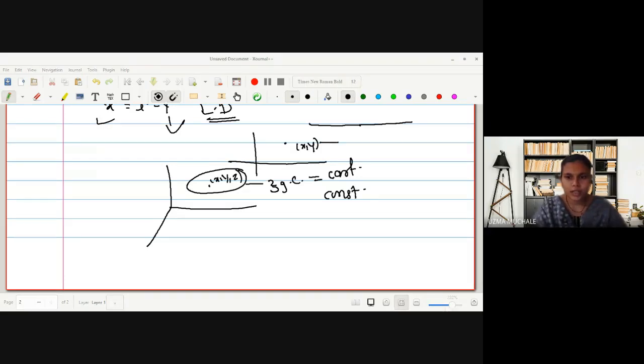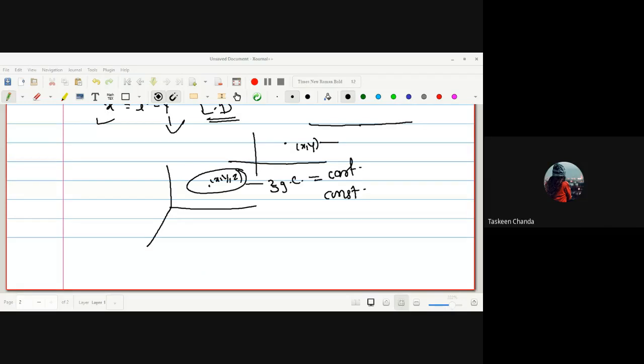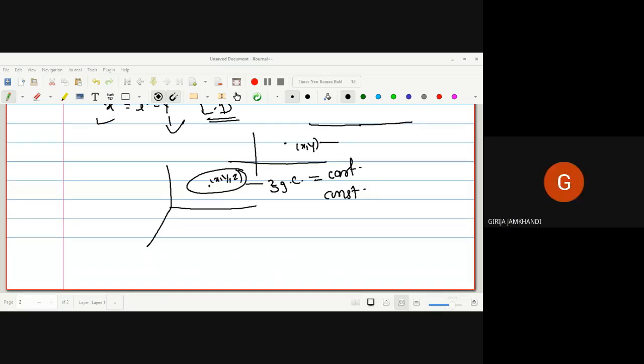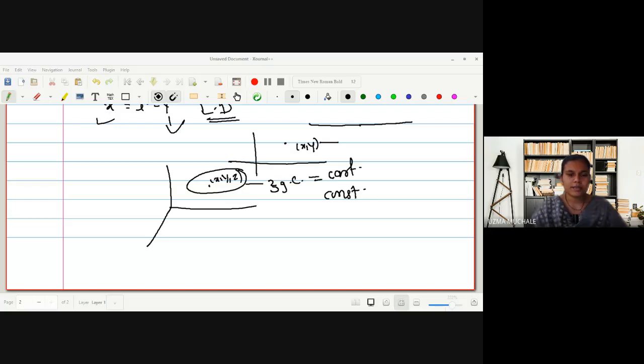Is that clear? Yes, ma'am. Girija Jamkhanti asked whether the exam is online or offline. Which exam were you asking about? The internal exam, ma'am. Okay, the internal exam will be online. Let me share the screen for that.